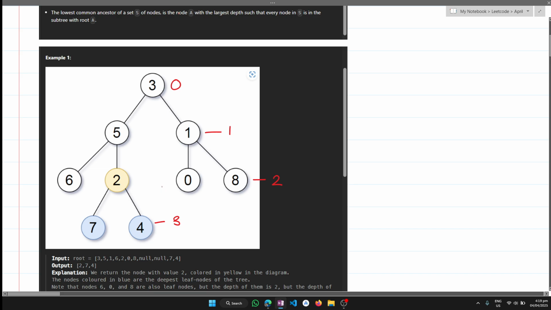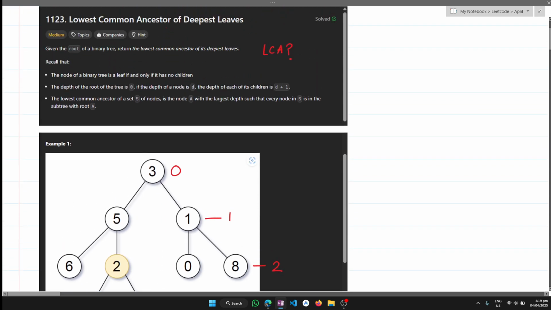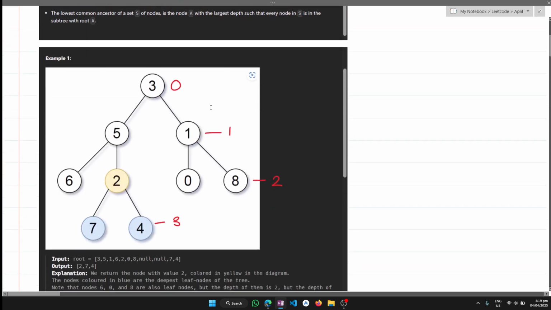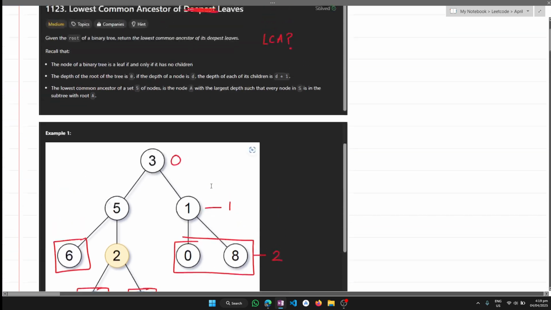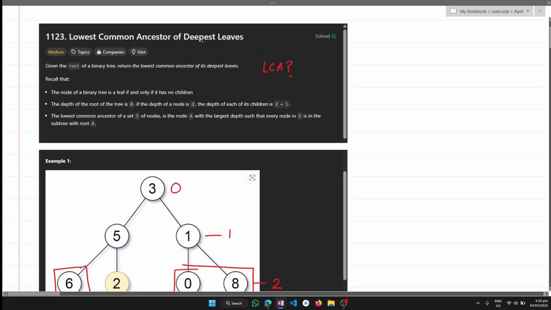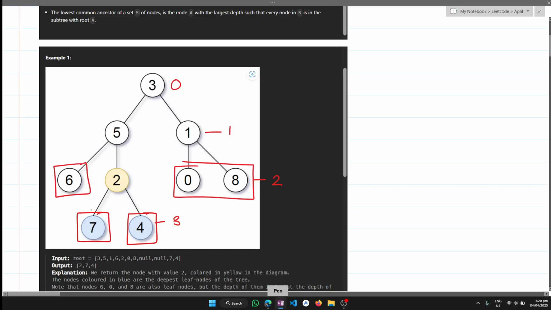For example, look, what do you need to know? Lowest common ancestor of deepest leaves. Let's remove this word for now. Leaves. What are the leaves over here? This is a leaf, this is a leaf, this is a leaf, and these two are leaves, isn't it? But then when we introduce the word deepest, what does that mean? It basically distinguishes these two leaves from the other ones. Makes sense? Why? Because they are at a depth which is plus 1 as compared to the other nodes' depth.